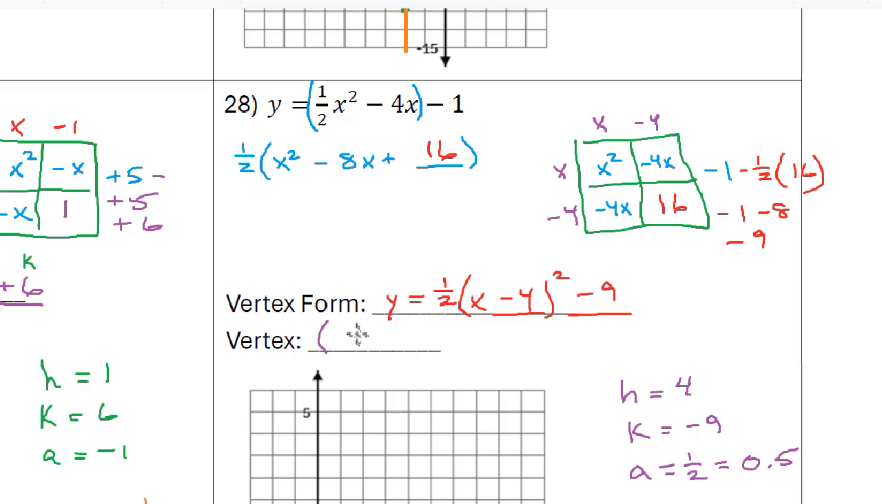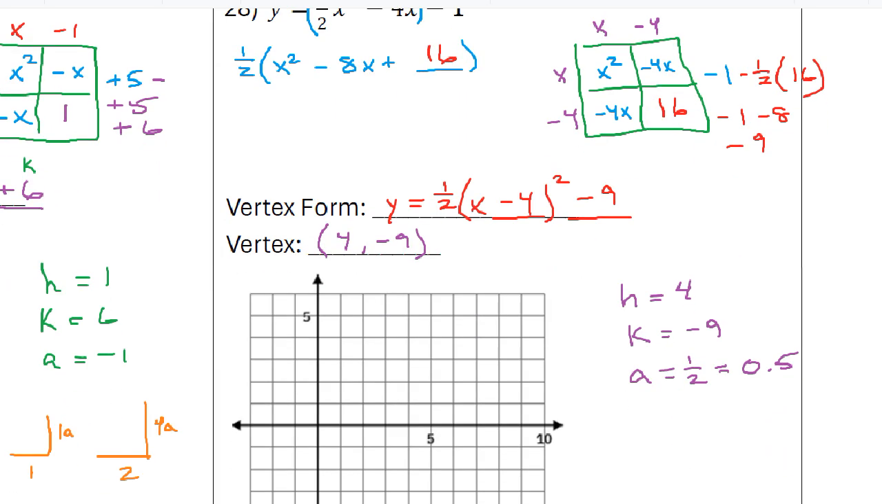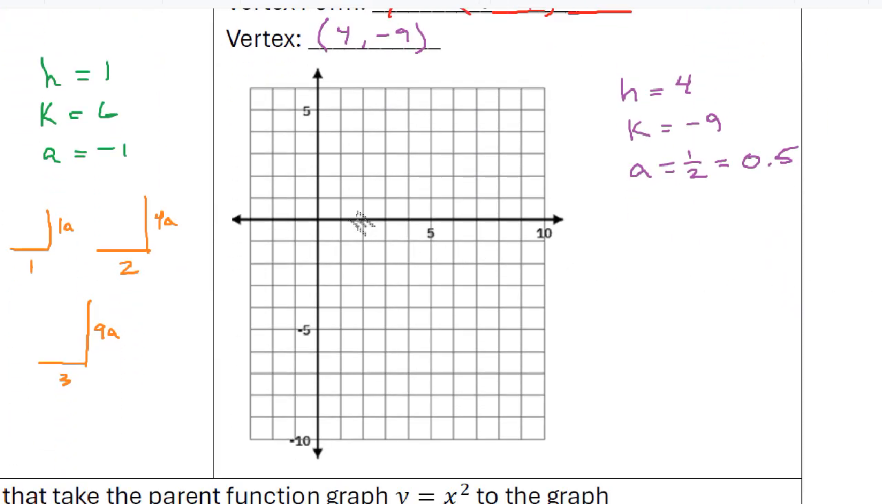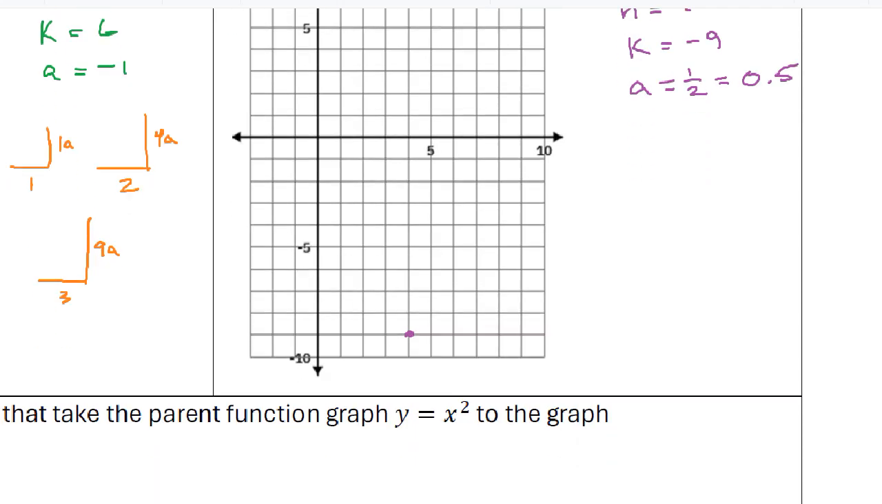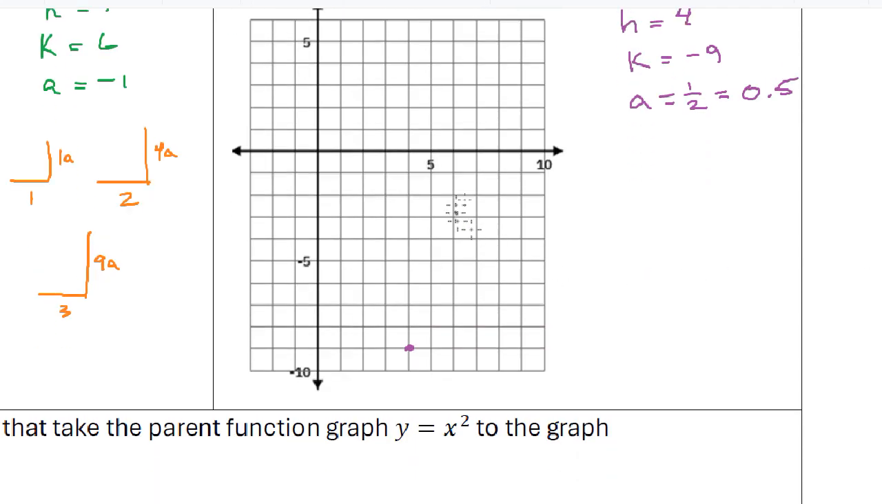All right, here's our vertex. Our vertex is at HK, which is 4, -9. Let's go ahead and plot that. 1, 2, 3, 4, and -9 is right there. And now, class, let's take a look at the effect of 0.5 on our parabola shape. We know it's going to open up because the a value is positive. Here comes our normal pattern. And I'll just do 2 points on either side.